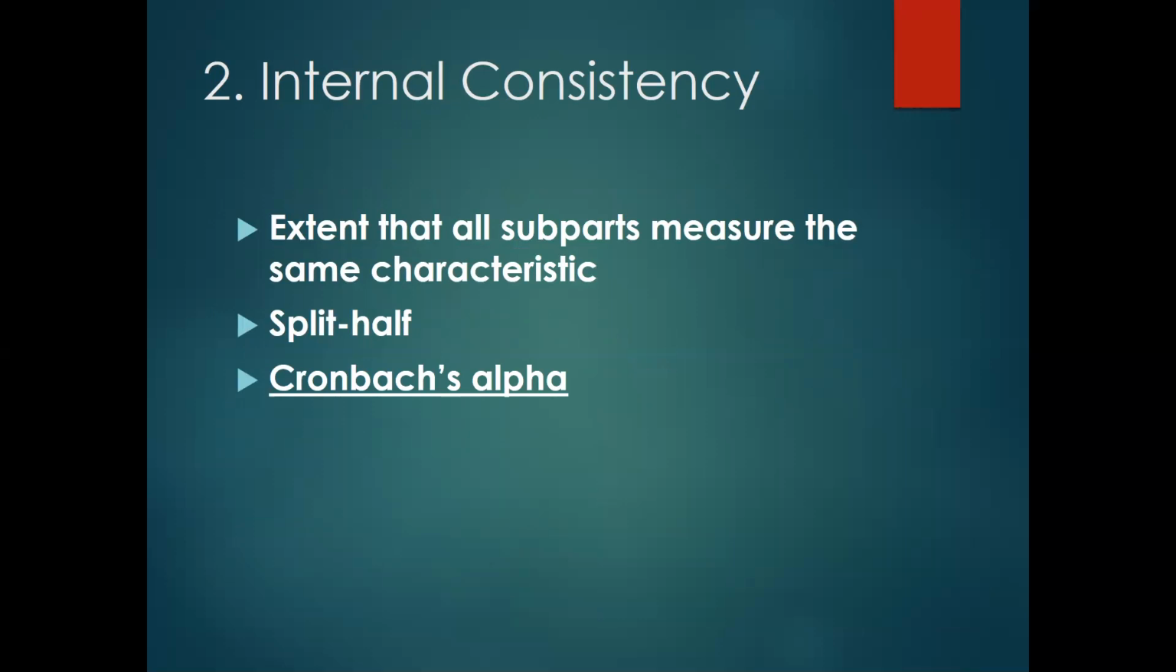Internal consistency is the extent that all the subparts measure the same characteristics. When you think of internal consistency, I want you to look for this term, Cronbach's alpha. This is a measure of internal consistency that's reported between a 0 and a 1. Generally, if it's over a 0.7, it's considered internally consistent. However, the higher that number, the more consistent an instrument is.